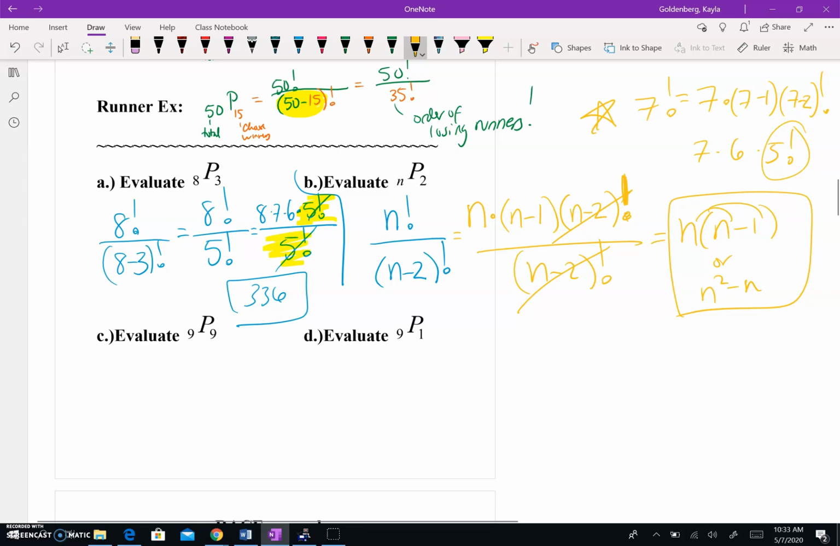So why don't you guys pause the video and try C and D out by hand. And then after, I'm going to show you guys a quick calculator trick.